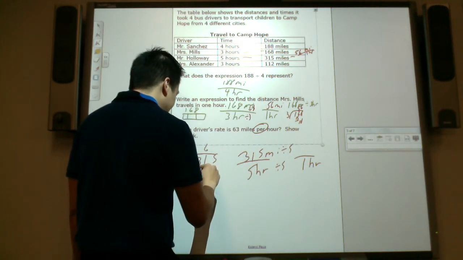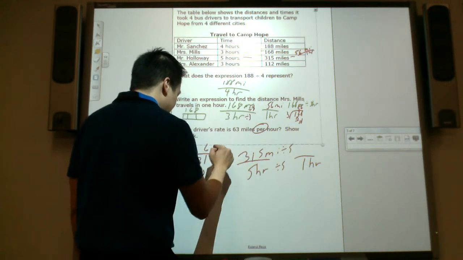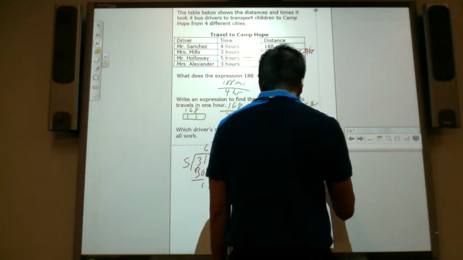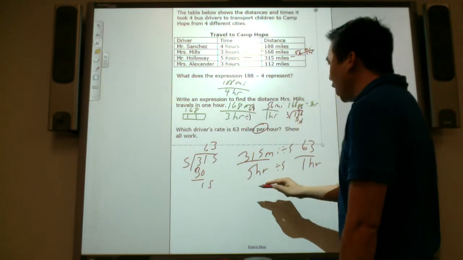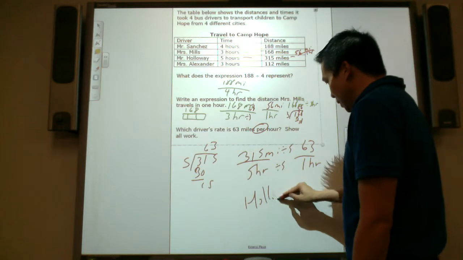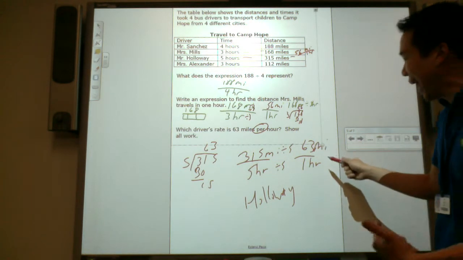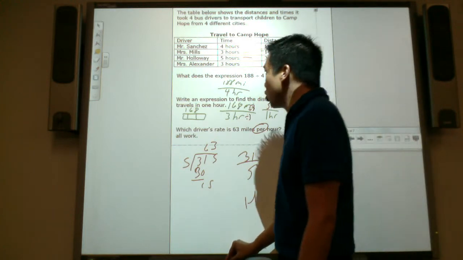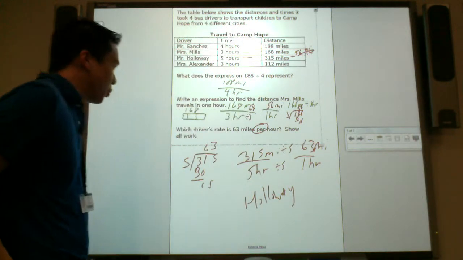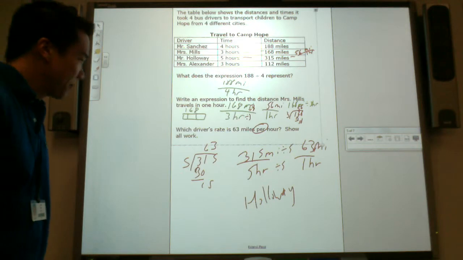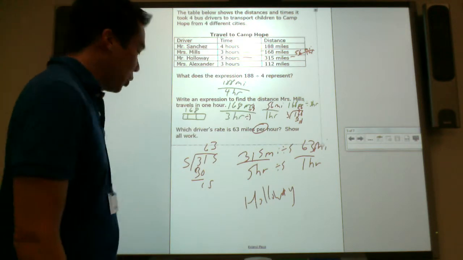is 63. So Mrs. Holloway drove 63 miles per hour, or in 1 hour. So she is the best bet. So which driver's rate is 63 miles per hour? So we wanted to find the unit rate.